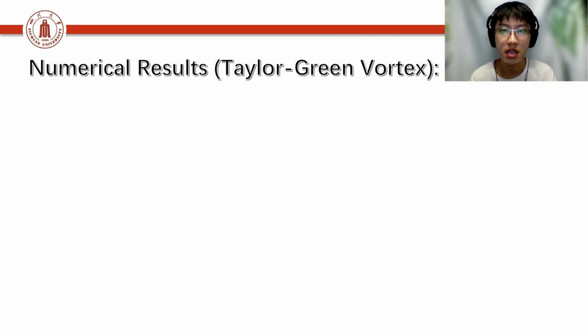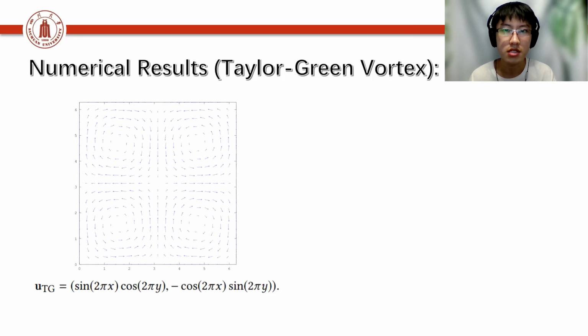Then accuracy. Theoretically, our scheme has second-order time accuracy. We have carried out a numerical experiment and a large number of effect experiments to verify it. In the numerical experiment, we choose the Taylor-Green vortex scene. Its initial velocity field is shown in the figure, and its analytical solution is given by this formula.